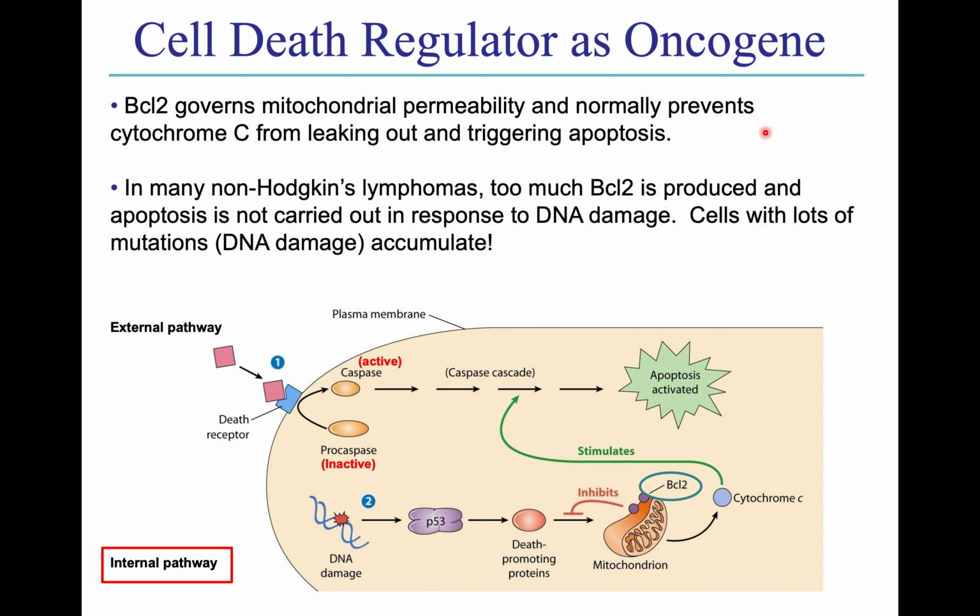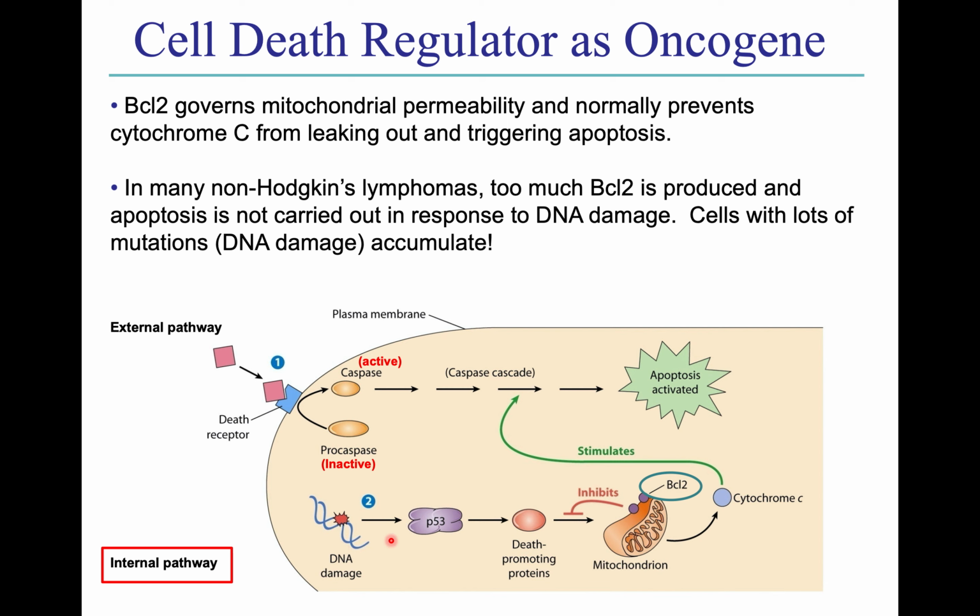And the last thing I want to point out is something that might be kind of counterintuitive, is that you could even have oncogenes in the middle of a tumor suppressor pathway. So in this example, we've seen this image before. This is the apoptosis pathway, right? Either external or internal, depending on whether it's being activated by a signaling molecule or DNA damage.